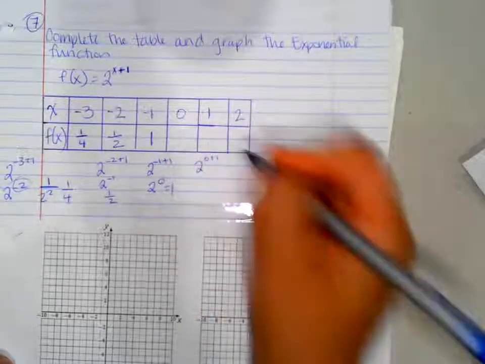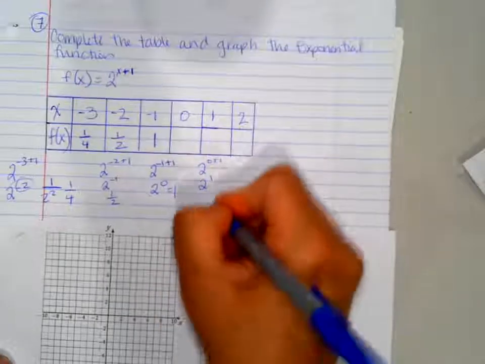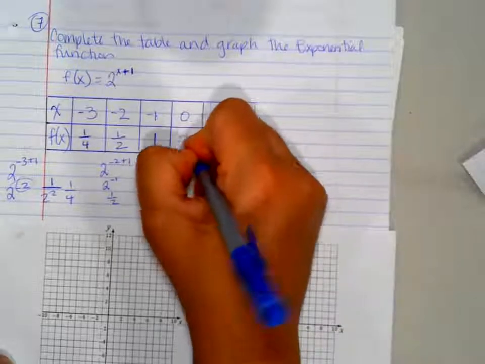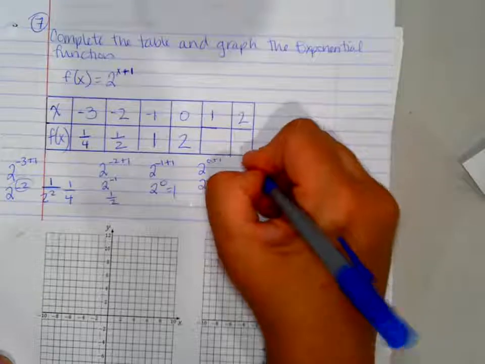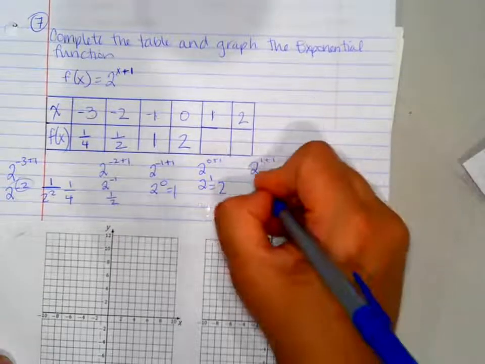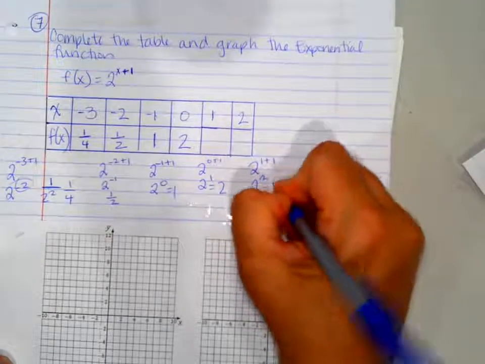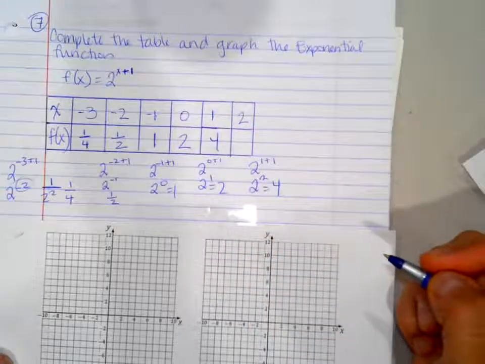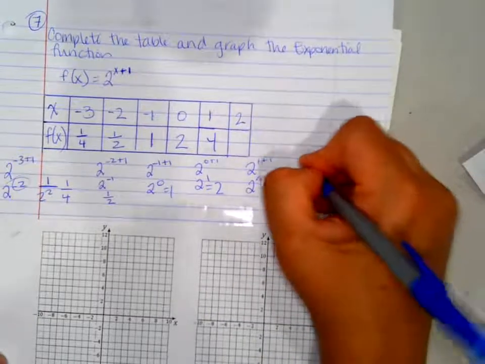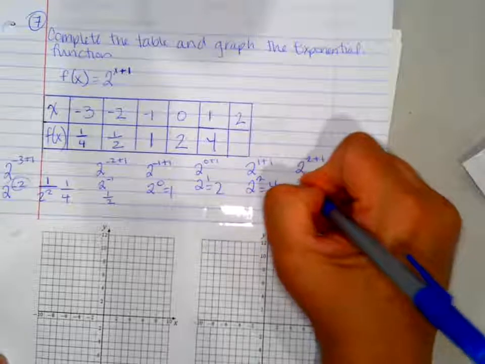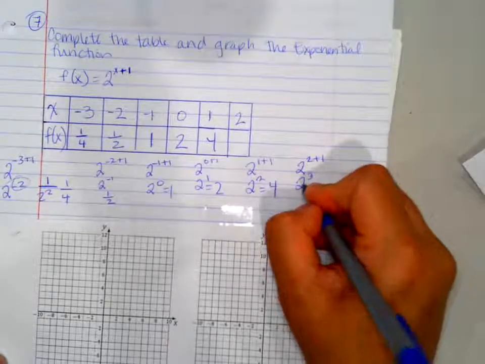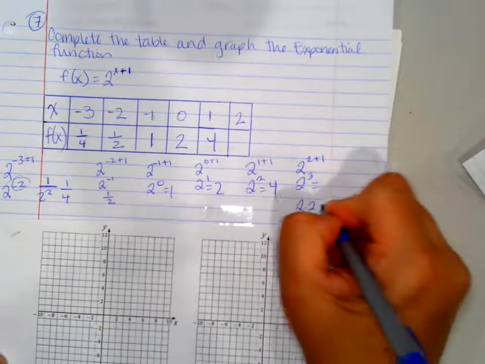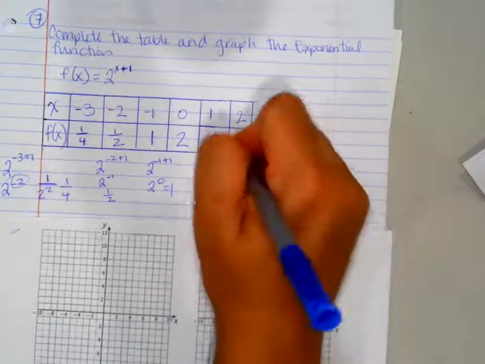Let's plug in 0. 2 to the 0 plus 1 power is 2 to the first power, which equals 2. Again, just plug and chug. Plug in 1: 2 to the 1 plus 1 gives me 2 squared, which equals 4. And last one, 2 to the 2 plus 1 gets me 2 to the third. Remember, that is not 2 times 3, that is 2 times 2 times 2, which equals 8.